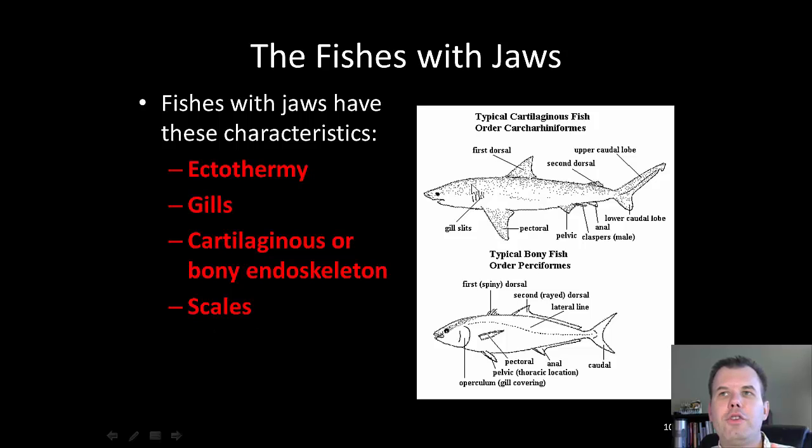And so you can compare the two between the cartilaginous fish, that's hard to say, or the sharks, and then the wonderful bony fish, which are the fish that you typically eat and things like that. And so those are the two types of fish that we're going to look at here in just a second.